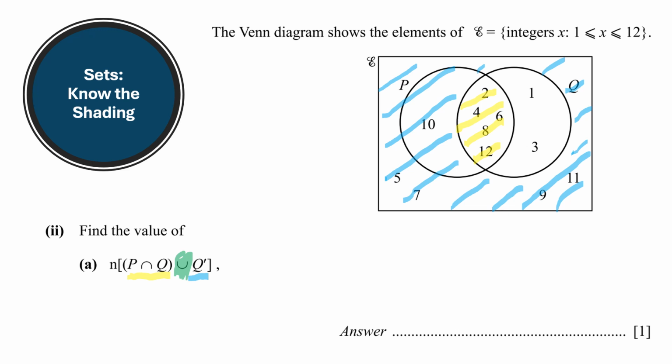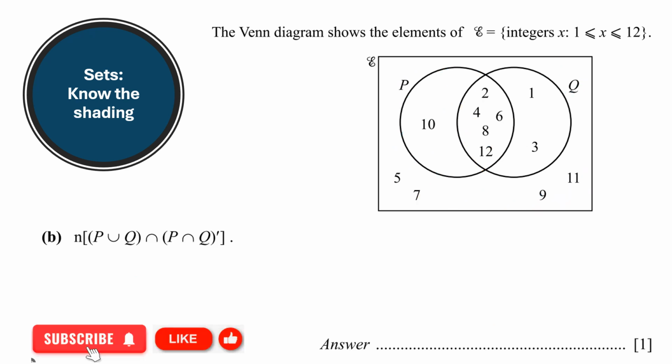So if I include everything that I see here, how many are there? I will just do a count. I have 1, 2, 3, 4, 5, 6, 7, 8, 9, 10. So therefore, what is the number? The answer is 10. Okay, so let's move on.